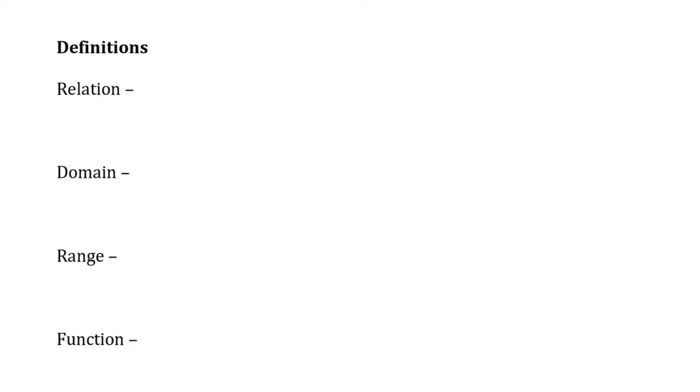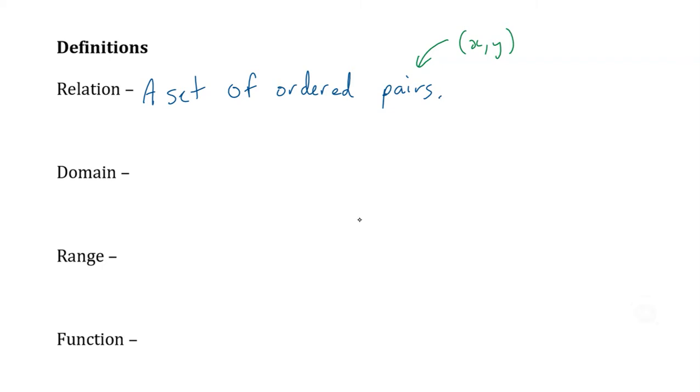All right, so what is a relation? A relation is, so you just want to copy this down, a set of ordered pairs. So an ordered pair would be like x comma y. Okay. And often we write them as equations.